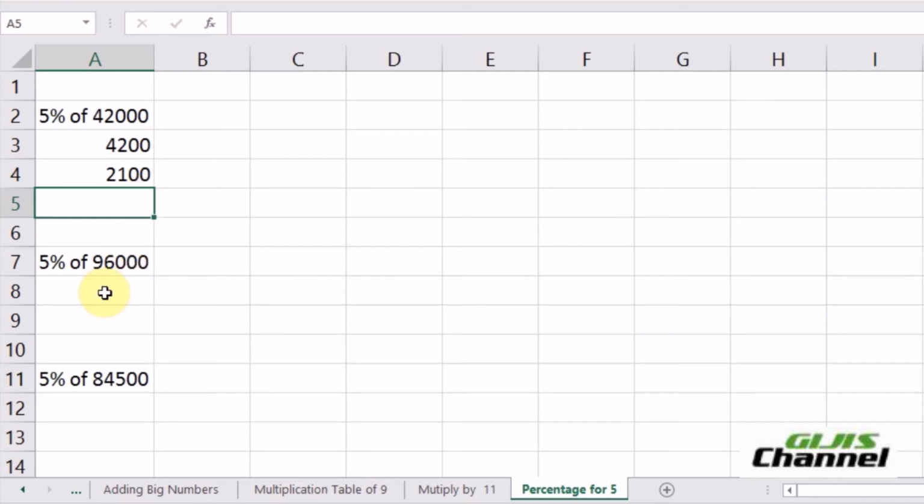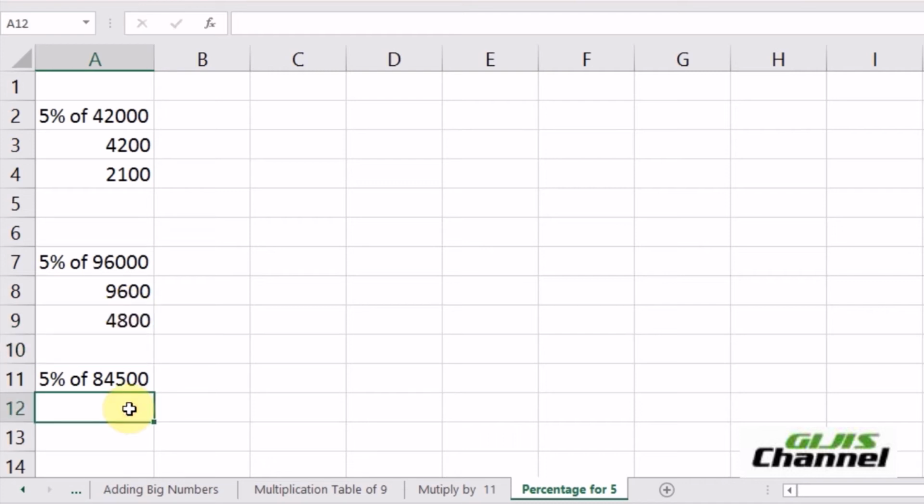Let me show you a different example. So again, as I said, move the decimal point over by one place. So 96,000 becomes 9,600.0. So now divide 9,600 by the number 2. So what is that? 4,800. So the answer is 4,800.